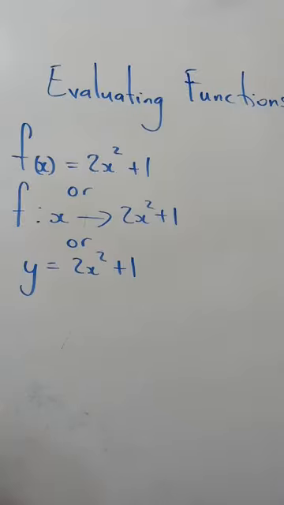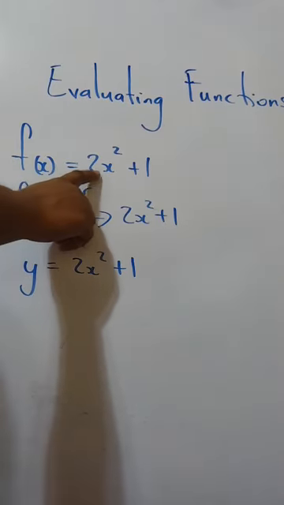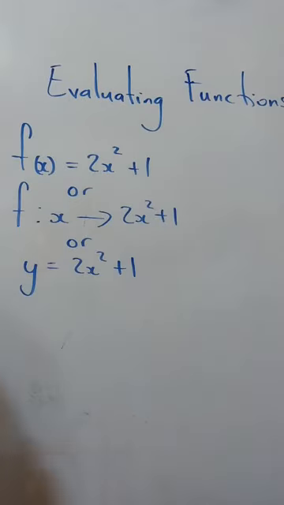So today we're looking at evaluating functions. Let's talk about what functions are. So I see the statement f of x is equal to 2x squared plus 1. What does that mean? Because we have to understand what the things mean for us to make sense of them, right?